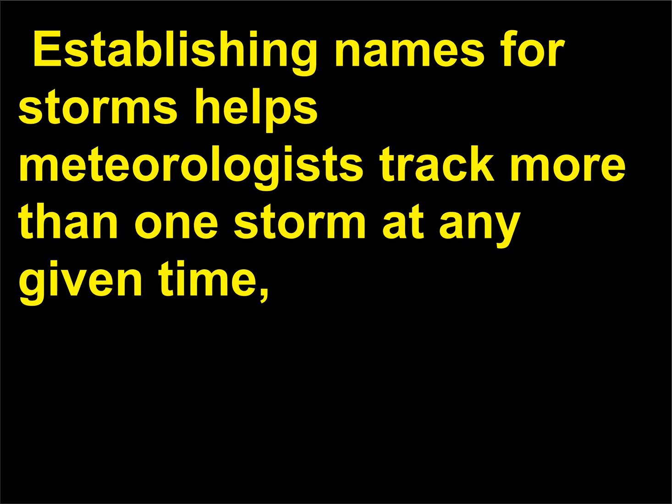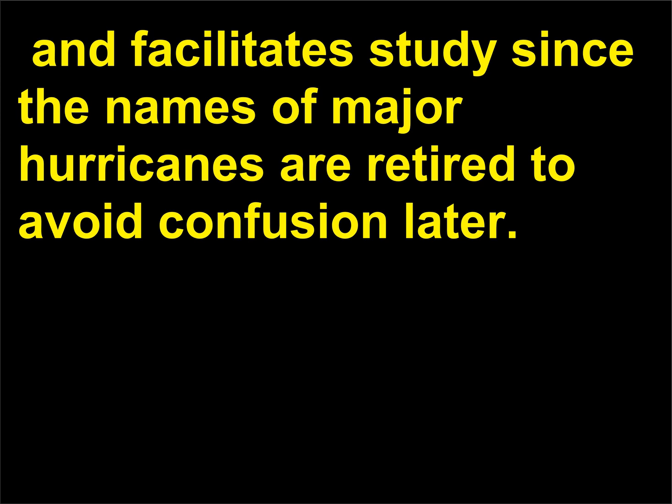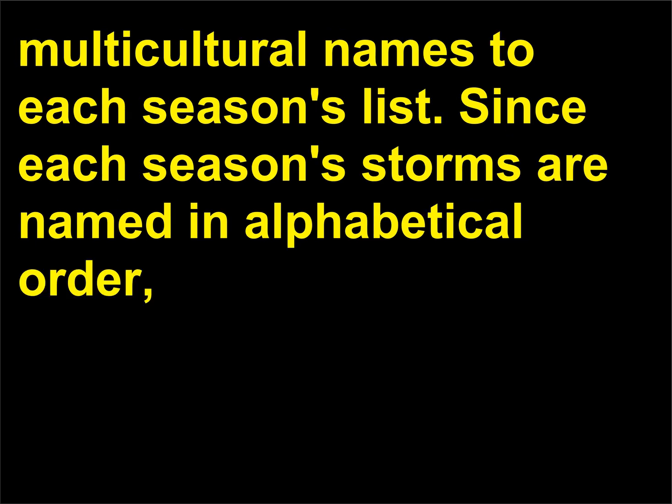Establishing names for storms helps meteorologists track more than one storm at any given time, makes clear the communication of warnings, and facilitates study since the names of major hurricanes are retired to avoid confusion later. In 1979 equality was brought to the naming process, introducing men's names as well as multicultural names to each season's list.